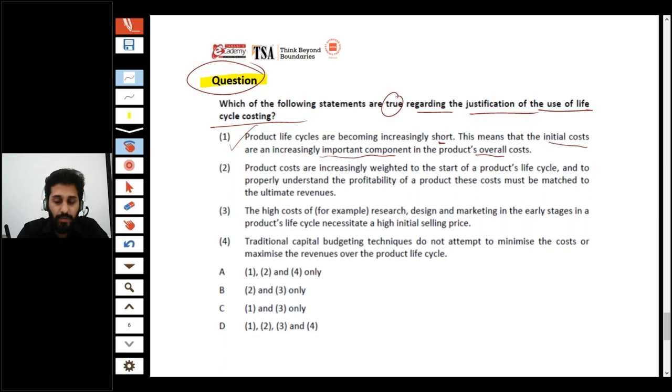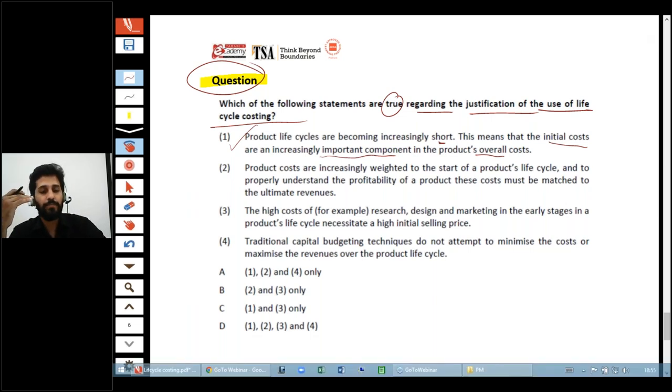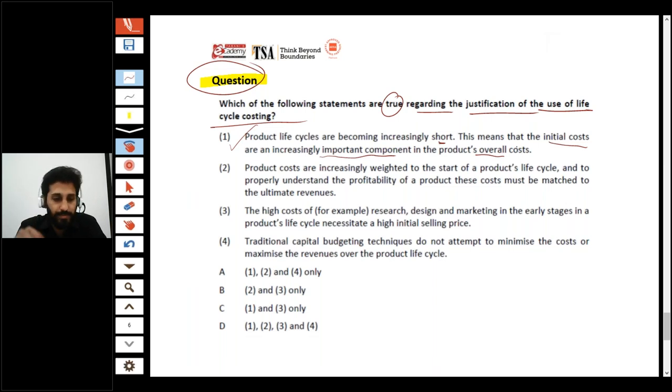Because nowadays, if I can give you an example, technology is getting more advanced day by day. So your product's life cycles are getting shorter. So your initial cost is very important.